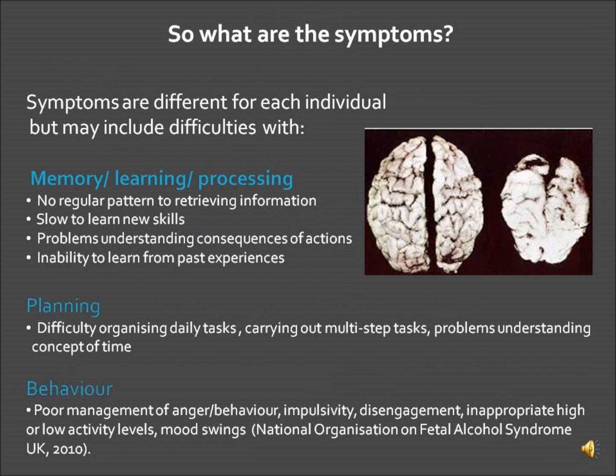So children with ARND exhibit central nervous system damage, which includes brain damage. This image shows a normal child's brain at 6 weeks compared to that of a child's brain who's been exposed to alcohol when the development was occurring. These children have difficulty with memory, learning, and information processing. They're very slow to learn new skills, and there's no real regular pattern to retrieving information. It's very hard to teach when they have trouble remembering what they were taught yesterday, and also very hard because they don't learn from their mistakes.